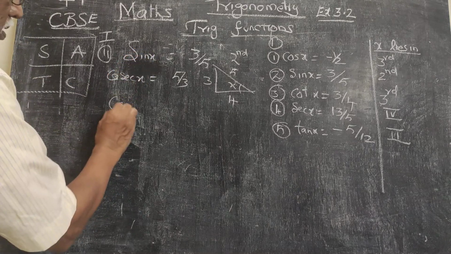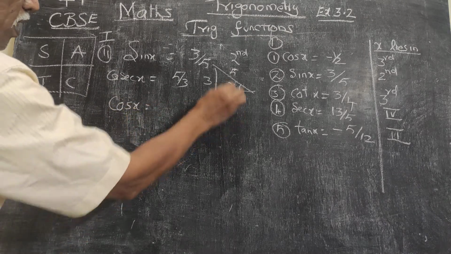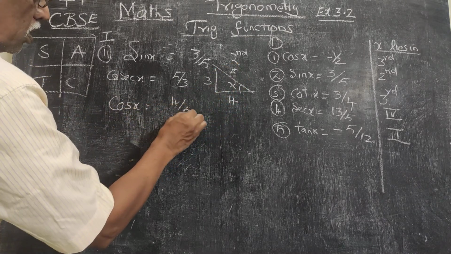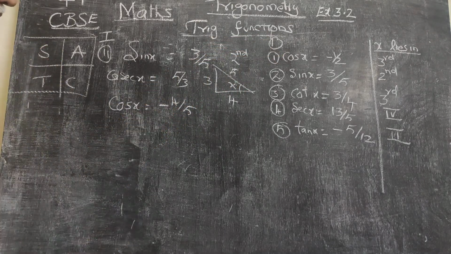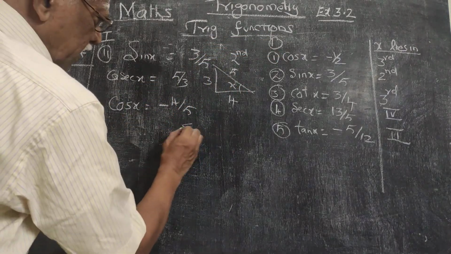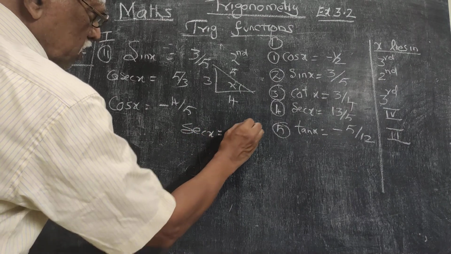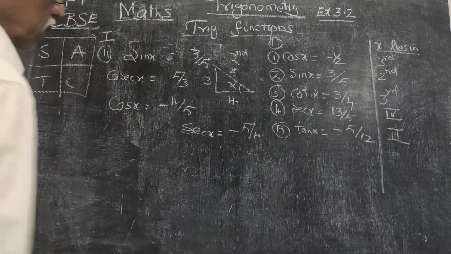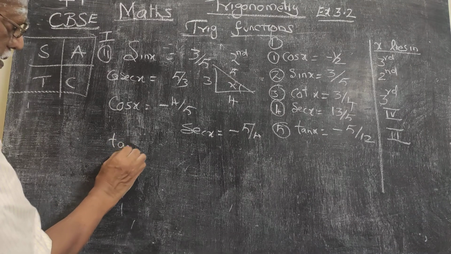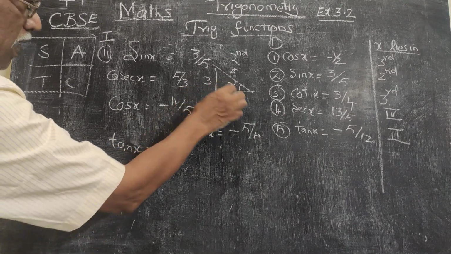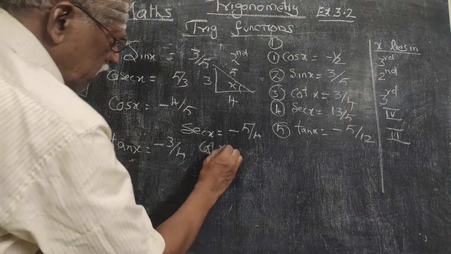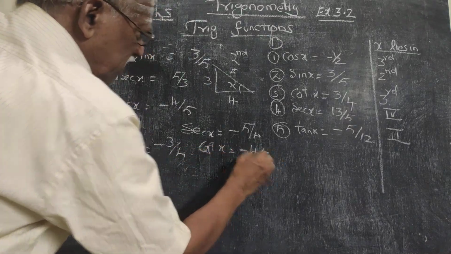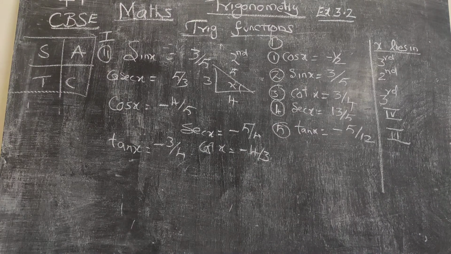Now I go for cos, adjacent by hypotenuse, but in the second quadrant only sine is positive, so minus. Then what about secant x? Secant x is also minus, but the reciprocal. What about tan x? Tan x is opposite by adjacent, 3/4, in the second quadrant minus, therefore cot x also minus 4/3. That completes the second problem. Now the third one.